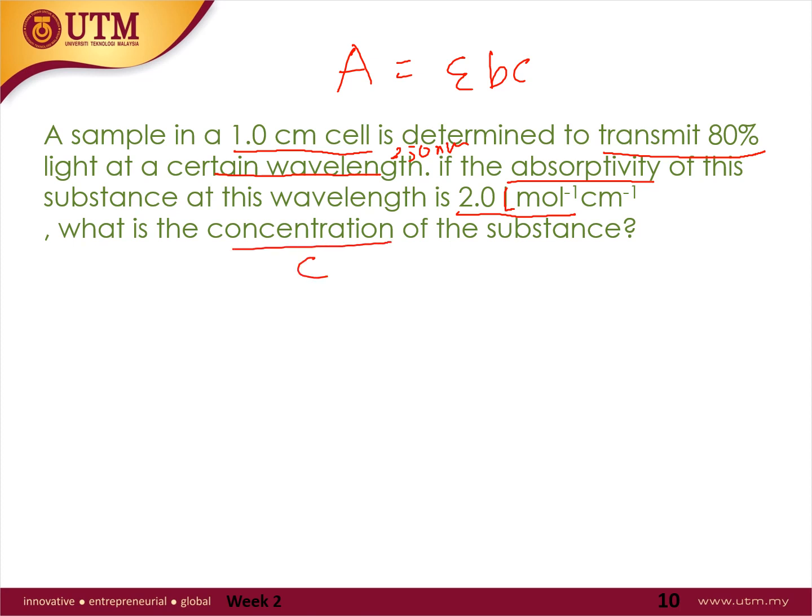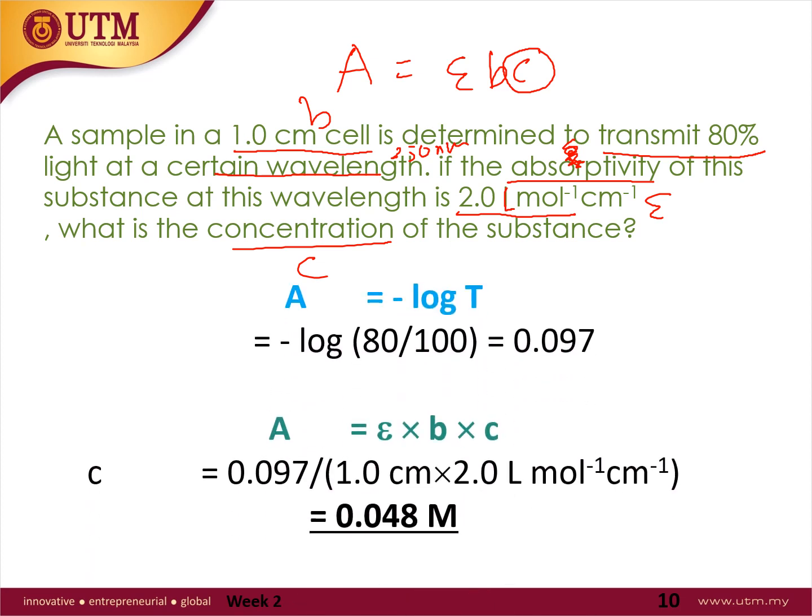So you put here, you want C, you have B over here, you have epsilon. Okay, you have epsilon over here. Okay, so it is asking you what is C. So you have to rearrange your equation lah. Okay, but you don't have absorbance kan? Tak diberi absorbance, but you are given transmittance. So you have another small equation, A equal to minus log T.